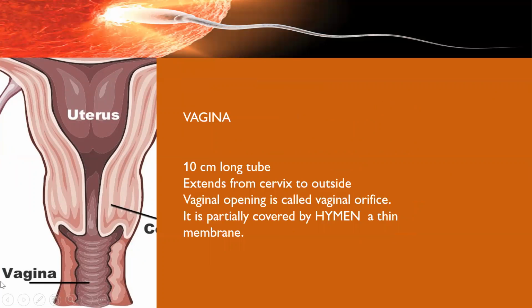Now the last part of this structure is this tube-like structure called the vagina. This vagina extends from the cervix to the outside. This structure is also known as the birth canal because the birth of the baby occurs through this opening. The opening of this vagina is covered with a very thin membrane, and that is called the hymen. This hymen is a very, very thin membrane.